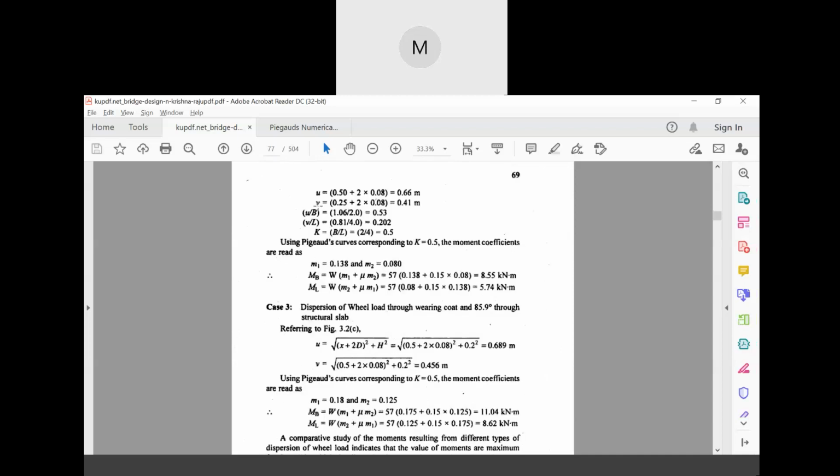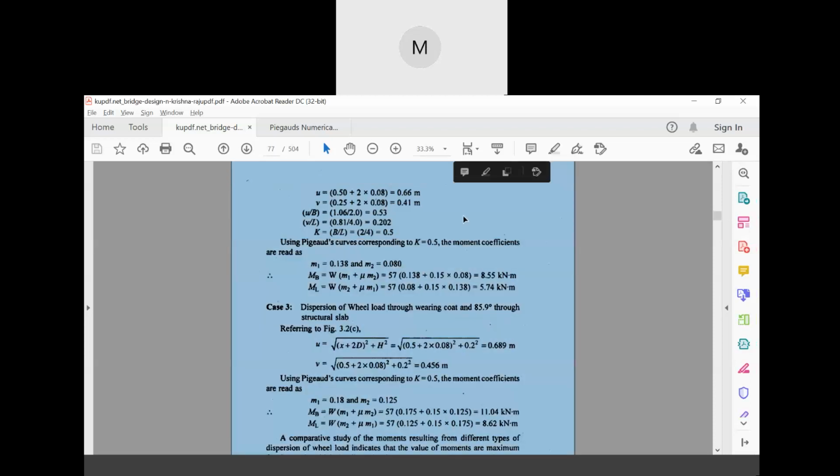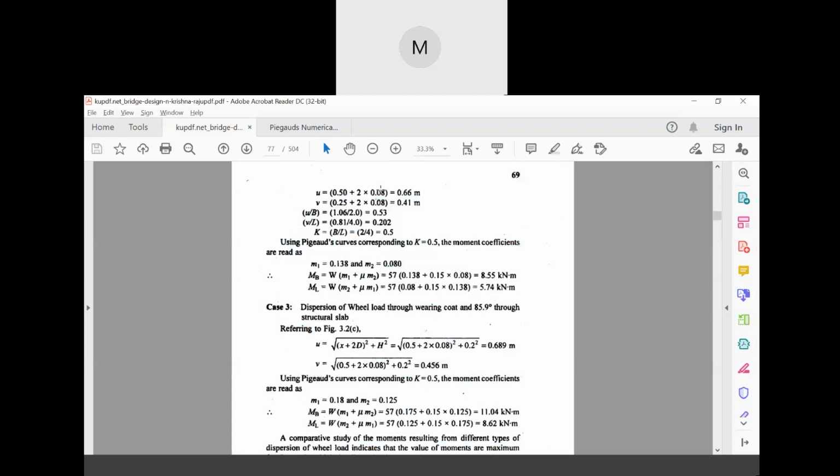Look, ignore this. There are some printing mistakes in this version. U equals 0.5 plus 2 into 0.28, so it will come out to be 1.06. And V will be 0.25 plus 2 into 0.28, which comes out to be 0.41. Now small u by small b and small v by small l.